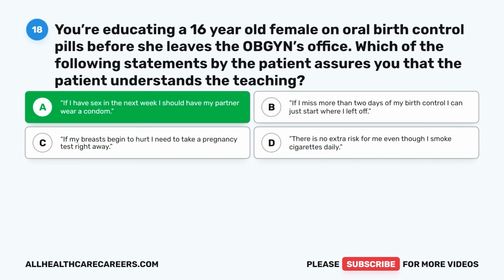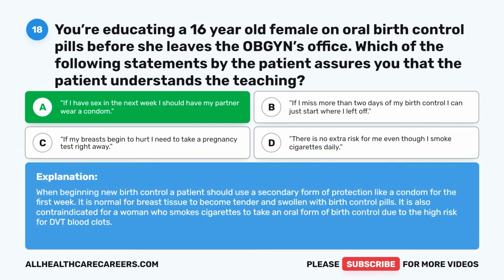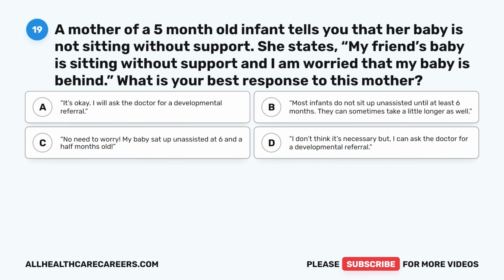The correct answer is A. If I have sex in the next week, I should have my partner wear a condom. When beginning new birth control, a patient should use a secondary form of protection, like a condom, for the first week. It is normal for breast tissue to become tender and swollen with birth control pills. It is also contraindicated for a woman who smokes cigarettes to take an oral form of birth control due to the high risk for DVT blood clots.